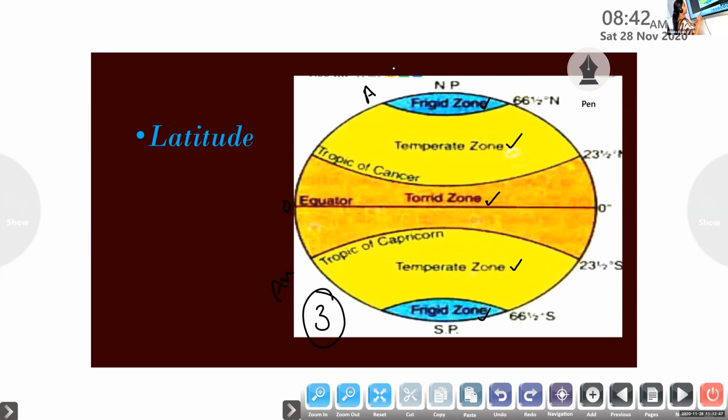Torrid zone experiences very hot climate. The temperate zones, north temperate zone and south temperate zone, receive slanting rays of the sun. So regions in this area experience mild or moderate climate, neither too hot nor too cold. And the frigid zones, both north frigid zone and south frigid zone, receive very little sunlight, so they experience extreme cold.